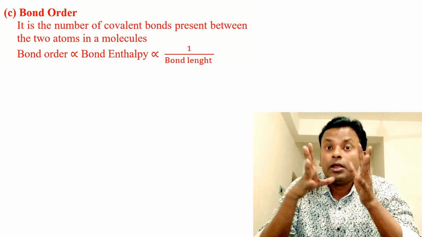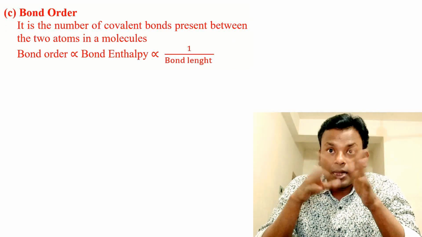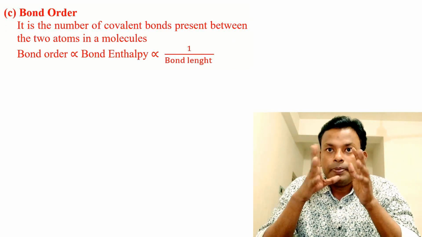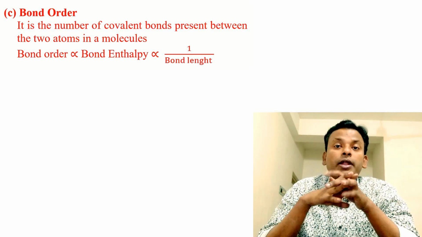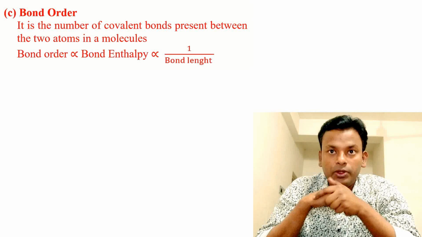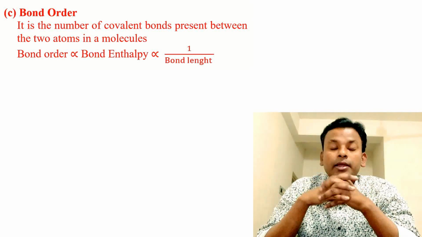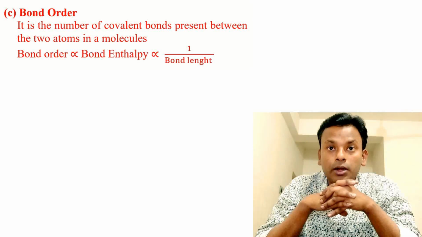Point C. Bond order. It is the number of covalent bonds present between the two atoms in a molecule. Bond order is directly proportional to bond enthalpy or bond energy and inversely proportional to bond length.